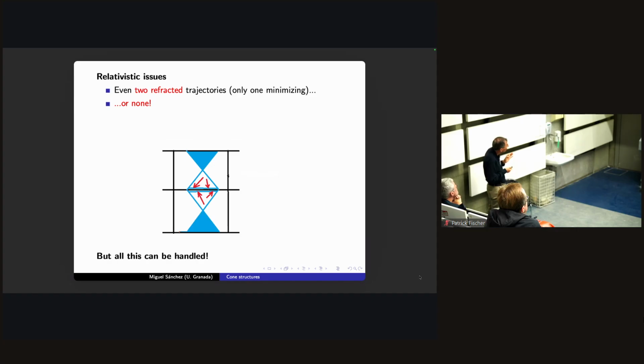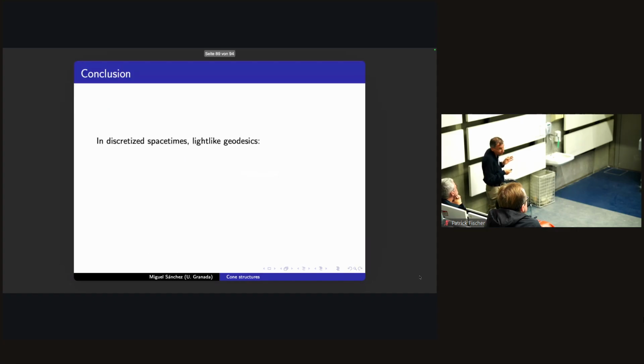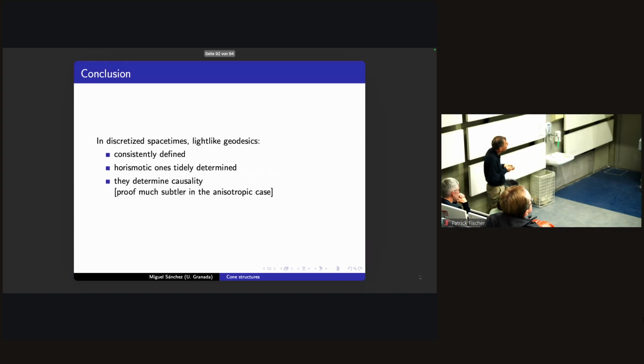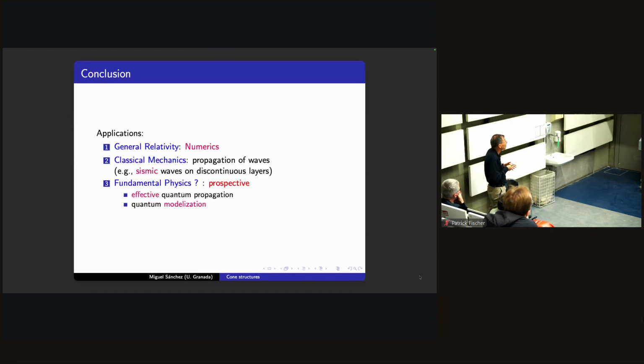Anyway, what I want to mention is that all this can be handled, and then at the end one has that in discretized spacetimes lightlike geodesics are consistently defined. The horismotic ones are tightly determined. They determine causality, and so we can work well. So the point is that, well, in general relativity numerics, this can be done and is more effective than other procedures of discretization for some topics. This can also be done for classical mechanics.